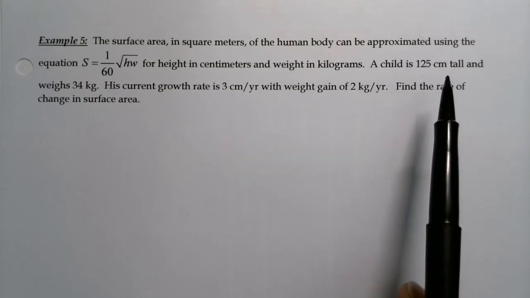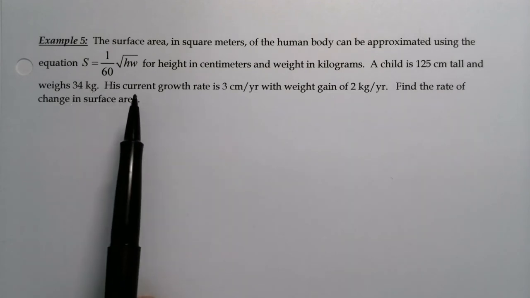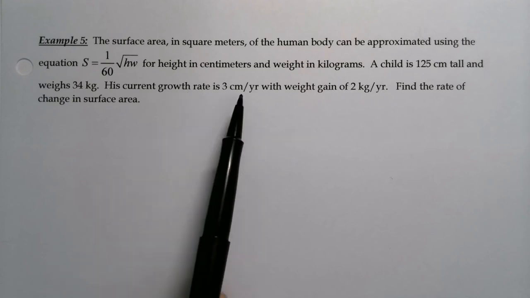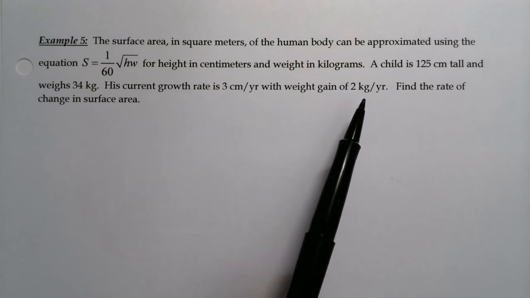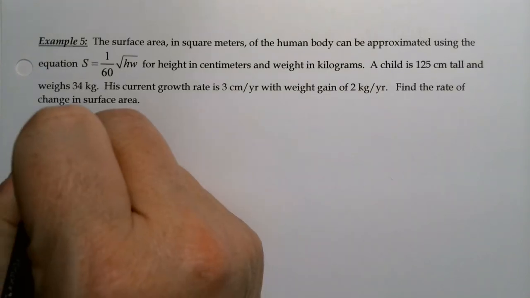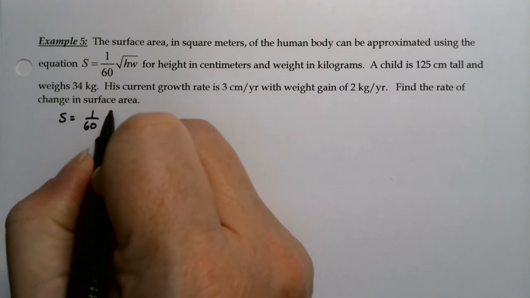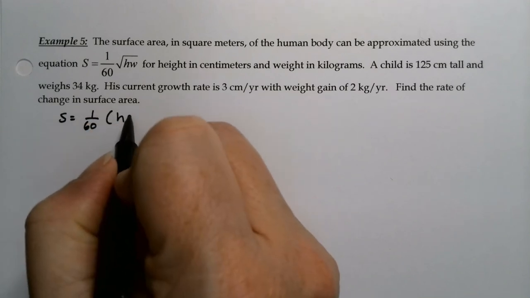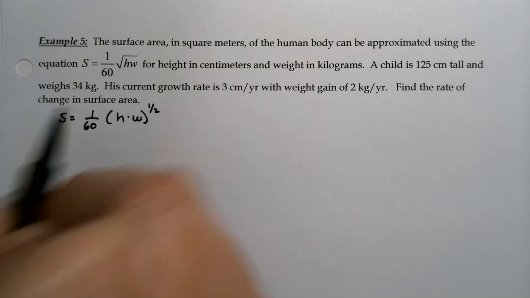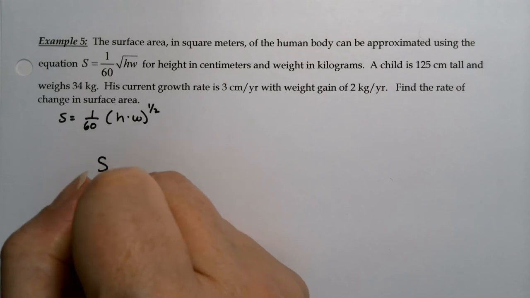A child is 125 centimeters tall and has a mass of 34 kilograms. His current growth rate is 3 centimeters per year with a weight gain of 2 kilograms per year, or mass gain. Find the rate of change in surface area. Okay, so let's see here. Because I'm going to have to take a derivative, I'm going to rewrite S as 1 over 60 h times w to the 1/2 power, because we've learned a long time ago that square roots and derivatives do not mix well.